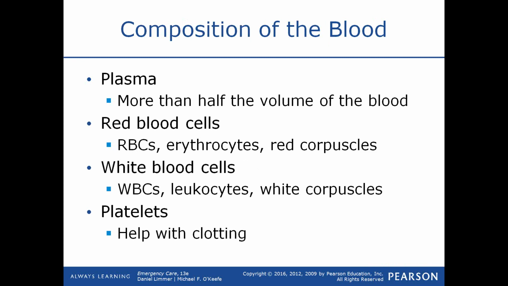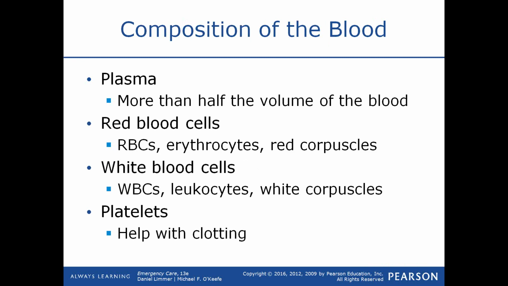Now, what is in blood that makes it so important? Well, the vast majority of blood is made up of plasma. Plasma is the transporting medium that carries these blood cells to all parts of your body. The cells in your blood include red blood cells. They're known as RBCs or erythrocytes. Cytes means cell, erythro means red. They're also called red corpuscles in older texts. We typically just refer to them as RBCs.